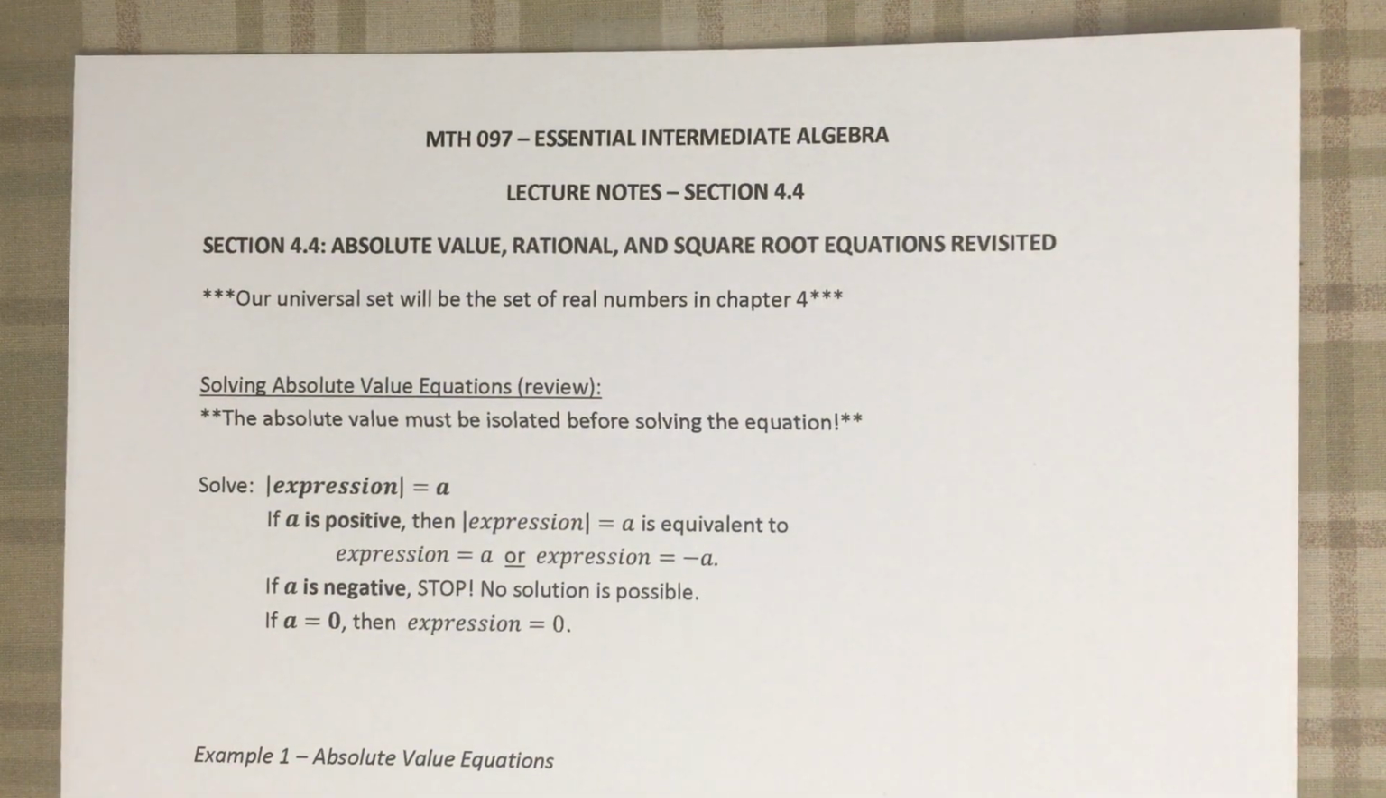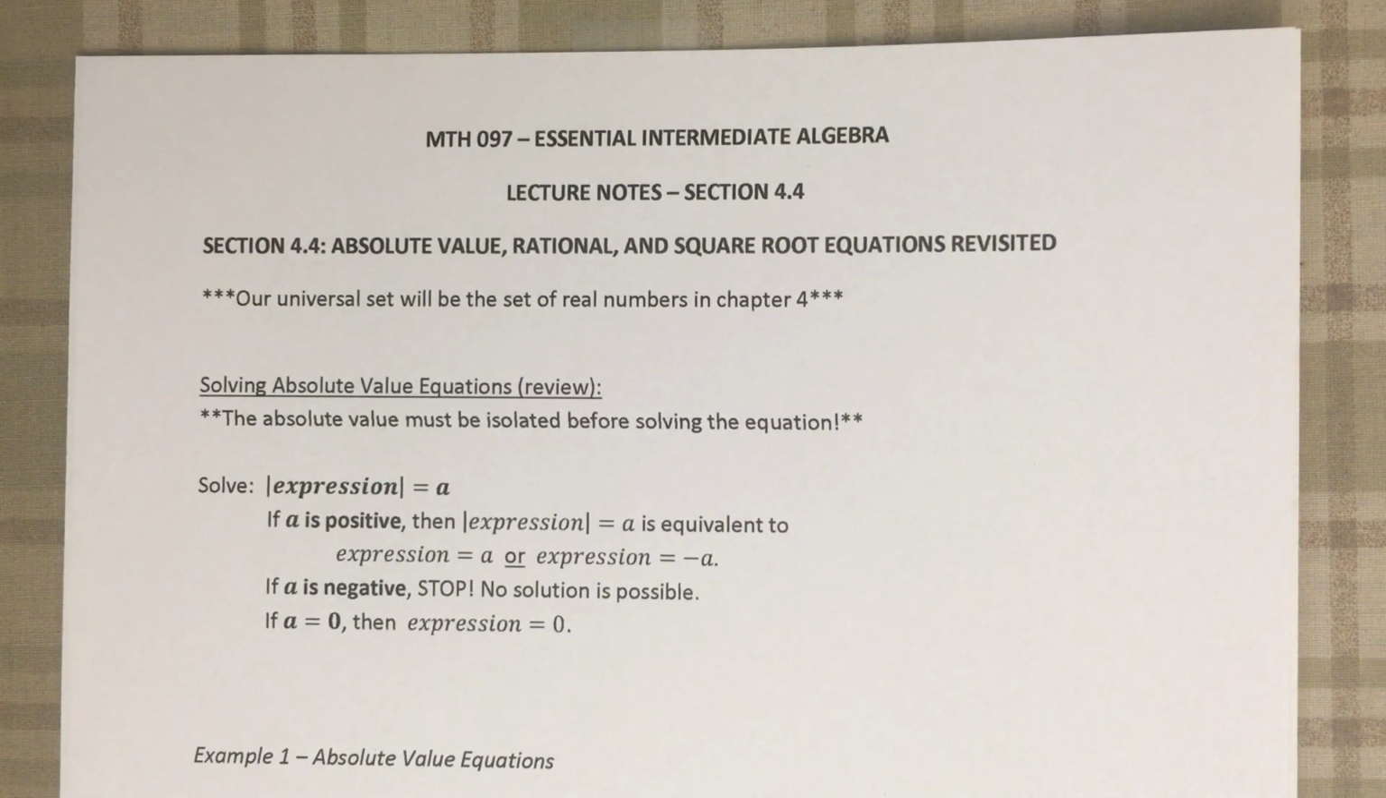Today we're going to revisit some of our equations that we saw back in Chapter 2. So we're going to talk about our absolute value equations, our rational equations, and our square root equations. The only difference between what we did back in Chapter 2 and what we're going to do as we go through this section is that now our universal set and our domain is going to be considered that of real numbers. So we're going to start with the absolute value equations.